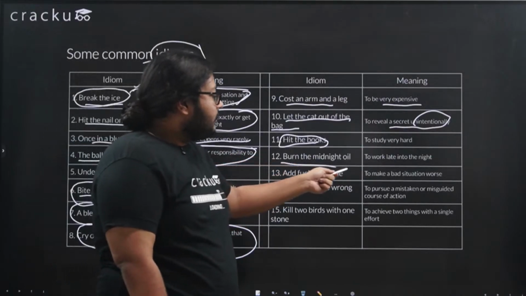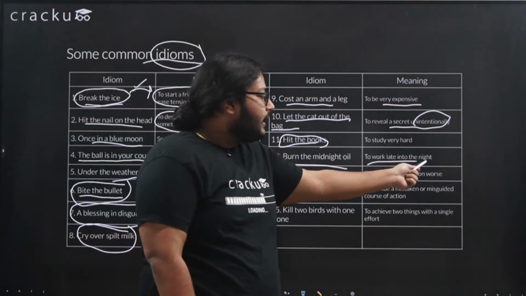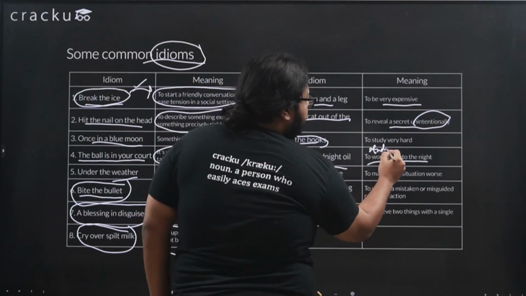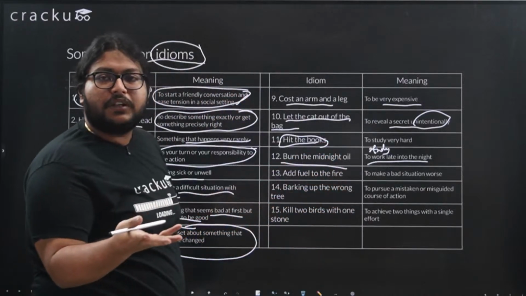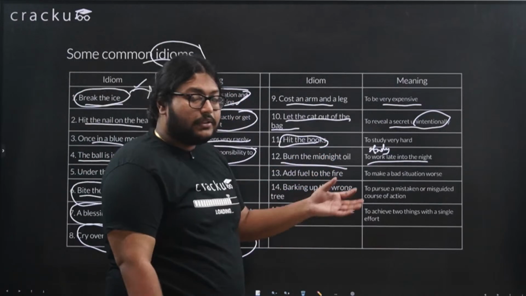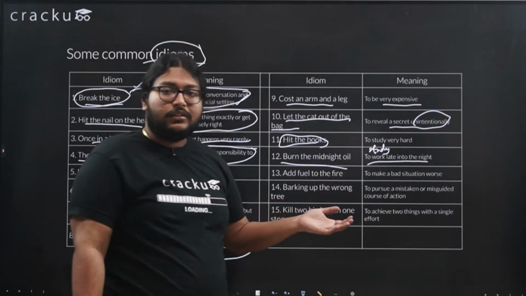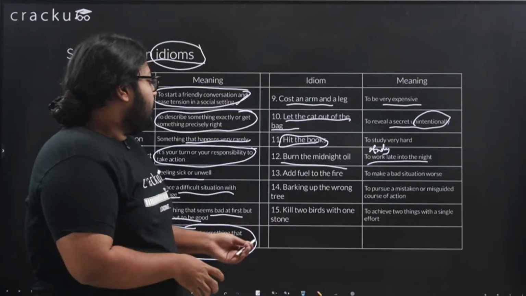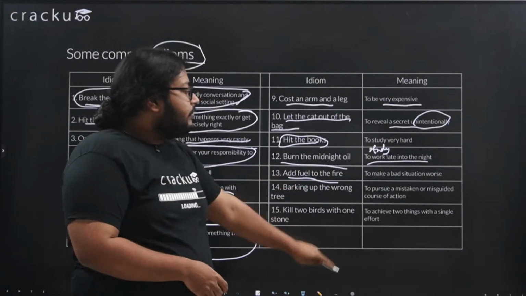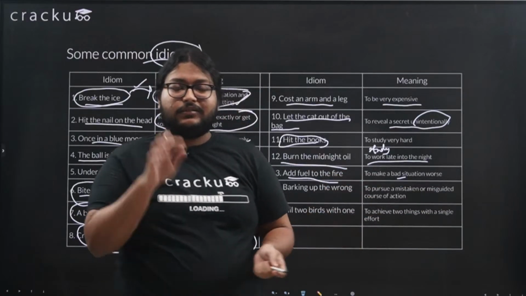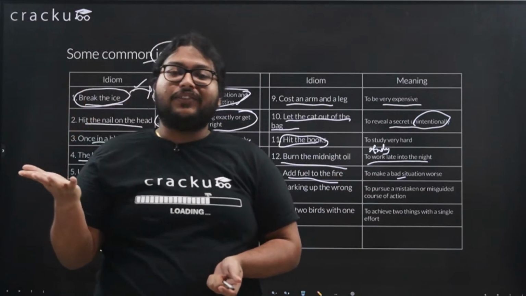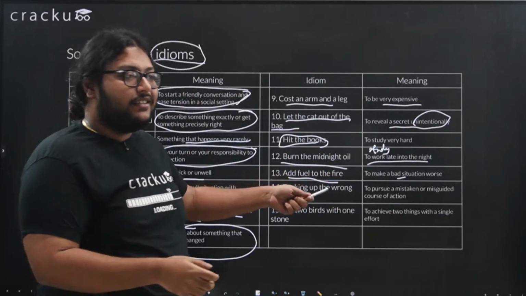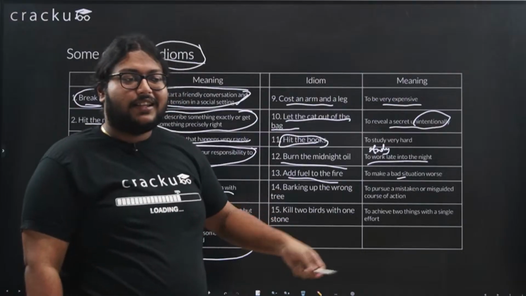Burn the midnight oil, which means to work late into the night. It can also mean to study late into the night, because studying is also a work of sorts, right? So during exams, the students burn the midnight oil, which would mean that during exams, the students keep studying till late nights. Add fuel to the fire, make a bad situation worse. This is like a very direct Hindi muhavra, like aag mein ghee dalna, which is like adding fuel to the fire. Something which is already bad, I'm adding on to it.